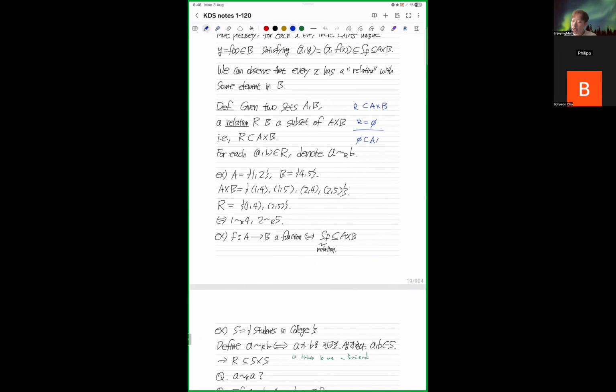So the empty set, by the definition, is definitely a valid relation. It's a subset, right? Yeah. But the question is, is it meaningful or just meaningless? Even a relation as an empty set, is it meaningful? That could be a question. Maybe we can ask it.